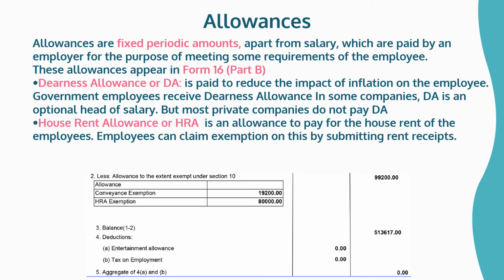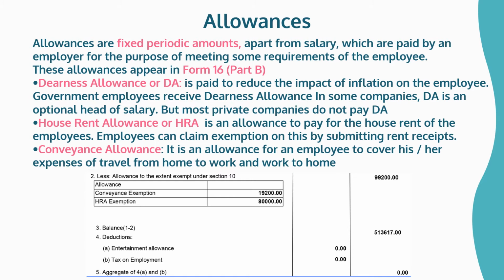House rent allowance or HRA is an allowance to pay for the house rent of the employees. It is based on a formula which uses basic income, whether one stays in a metro or non-metro city, etc. Employees can claim exemption on this by submitting rent receipts.